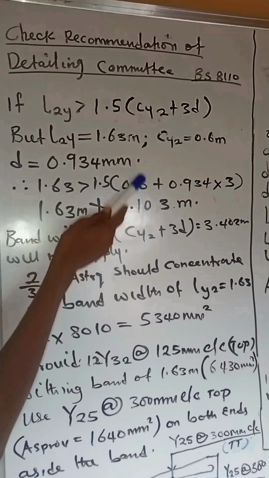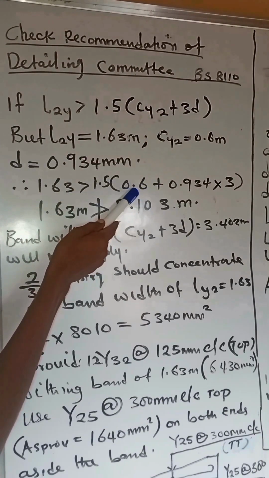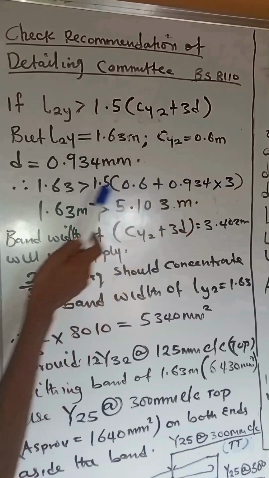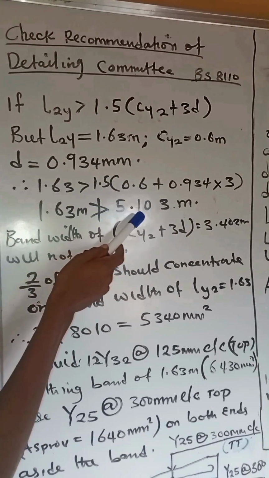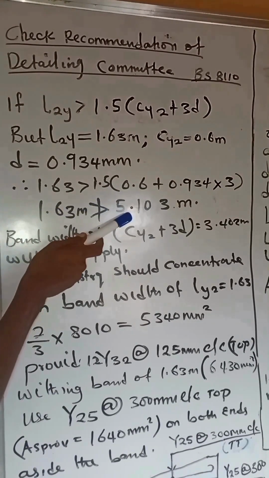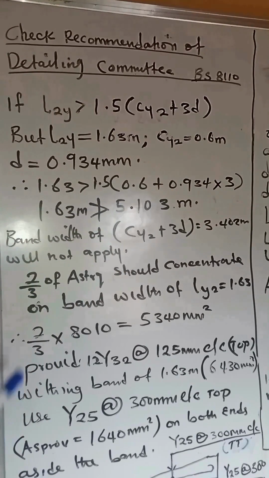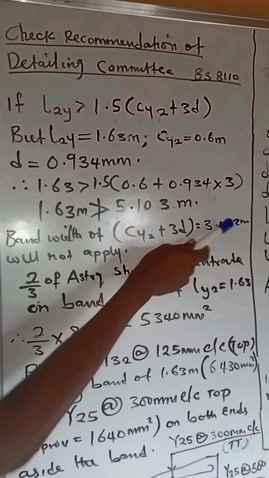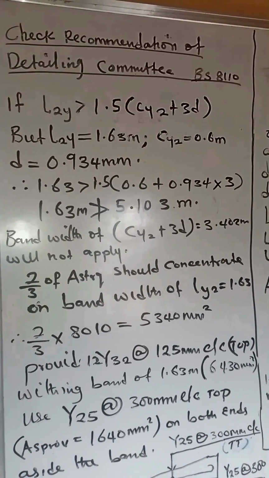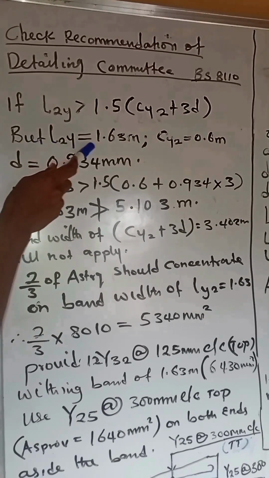Now, CY2 plus 3D, remember CY2 represents the side of the column parallel to the width L2, which is 0.6 m, plus the effective depth 0.934 times 3. If we work that out, we're going to have 5.103 meters. Now, if you check L2, which is the length of the shorter side of the trapezoidal footing, 1.63 meters, you see that it is not greater than 5.103 meters. Since it's not greater than that, the bandwidth of CY2 plus 3D will not be applied. So we're not going to apply this length as the bandwidth. What we are going to do is make use of LY2, which becomes 1.63.